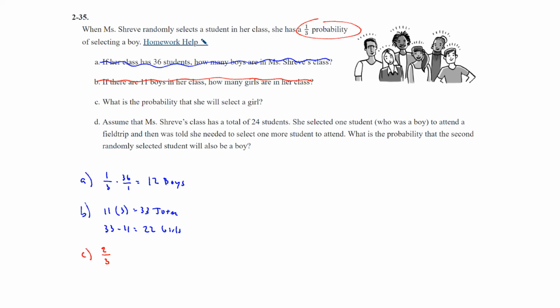And then on D, assuming that Ms. Shreve's class has a total of 24 students, she selected one student, who was a boy, to attend a field trip, and then was told she needed to select one more student to attend. What is the probability that the second randomly selected student will also be a boy? So 24 students, 1/3 of 24 is 8 boys. So if one was selected, now you only have 7 boys out of a total of 23, because there was 24, but one was already selected. So the probability of selecting another boy would be 7 out of 23.